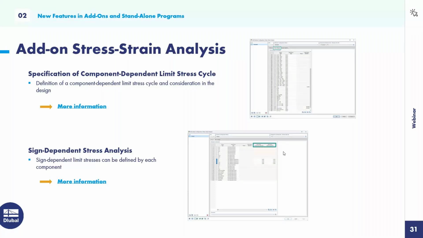The second feature here is the sign-dependent stress verification. This sign can now be defined for each component, and it ensures that the stress checks are treated differently depending on the positive or negative sign of the stress.